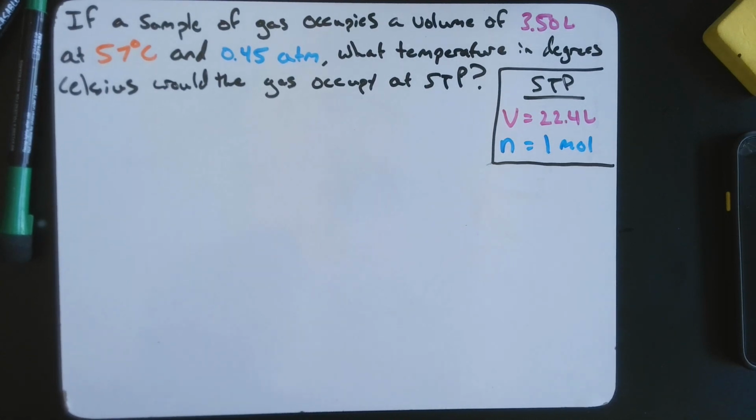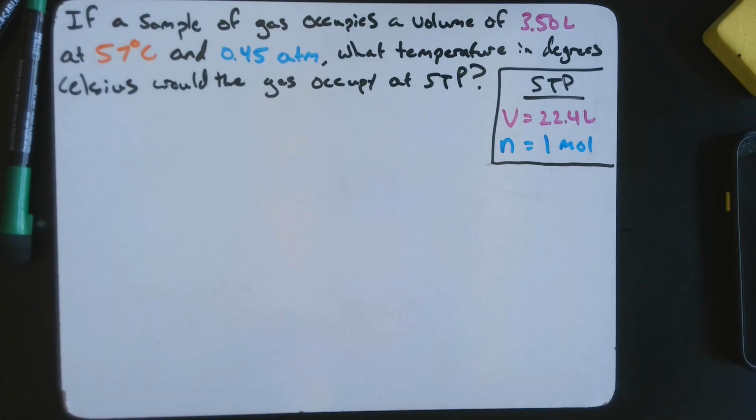Okay, let's go over a combined gas law problem. I want to specifically talk about this problem because I think it's a good example as to why it's really important to keep track of all of your variables. The combined gas law oftentimes uses a whole bunch of different variables, and it can be kind of hard to keep track of them if you're not physically writing them down.